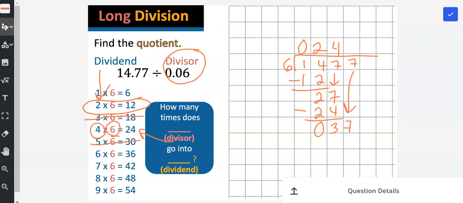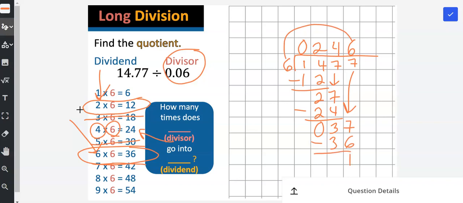Brother bring down, and then Rover do it over. So we do this again. Dad has a question, how many times does 6 go into 37? Well, 42 is too much, so we're going to use 36. So that would be 6 sixes. Because 6 times 6, mommy multiply, we get 36. Sister subtract, I get 1.